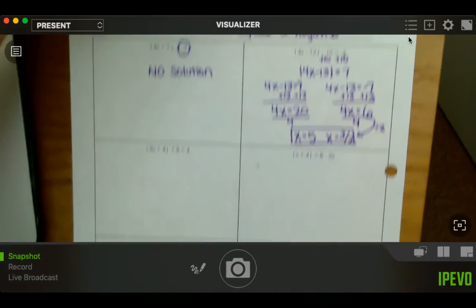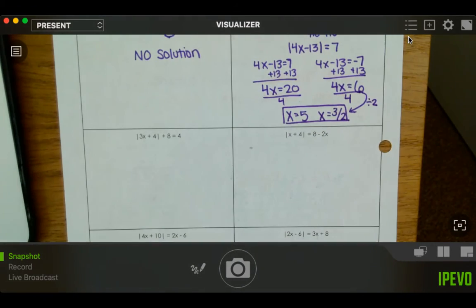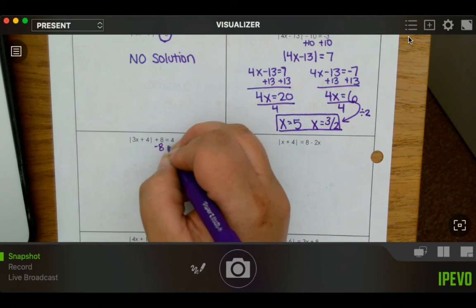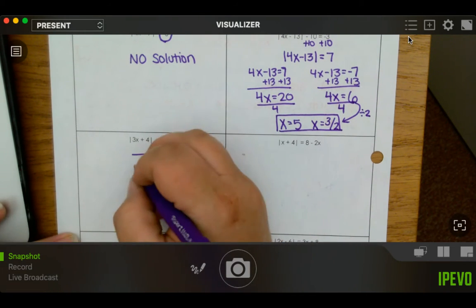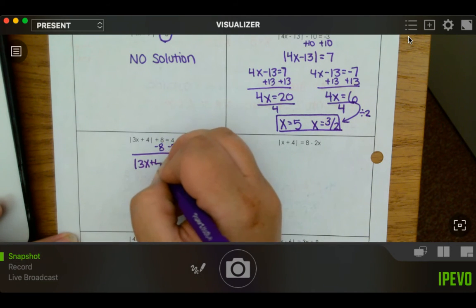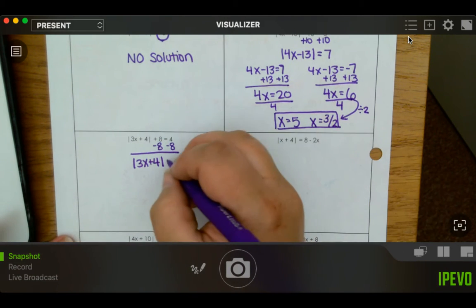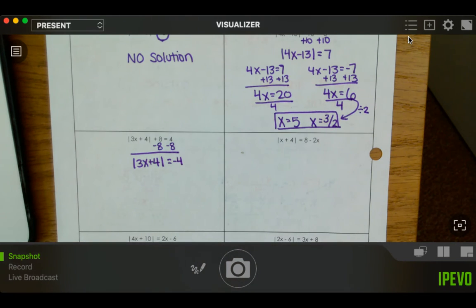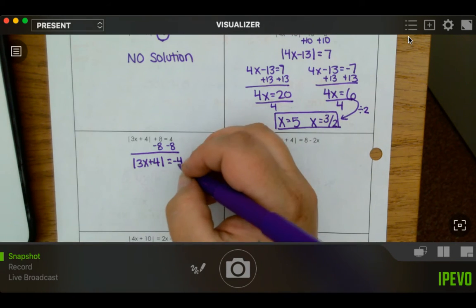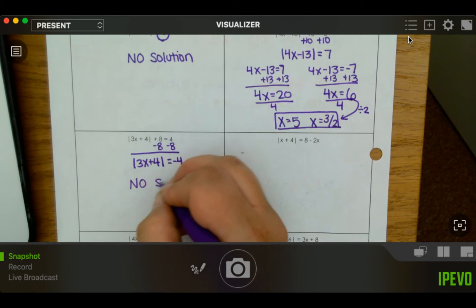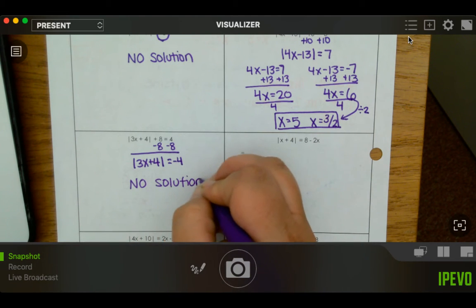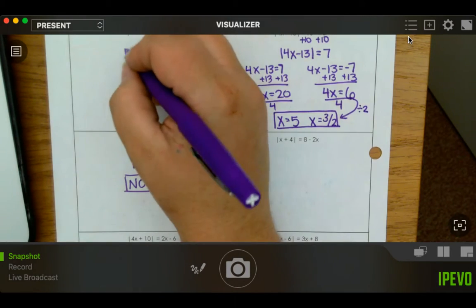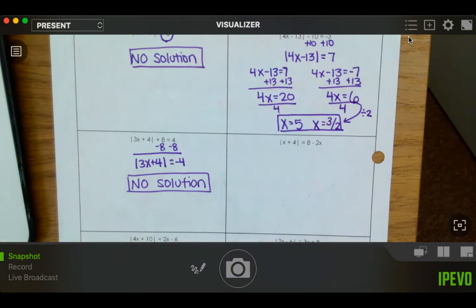Moving on down, we've got to isolate this absolute value. So I'm going to subtract this 8. 3x plus 4, absolute value, equals 4 minus 8 is negative 4. So while this one started out looking fine, now we've got a negative over here, and that is no solution. And I forgot to box this on the one up there, but that is the full answer. Go fix that. There we go.